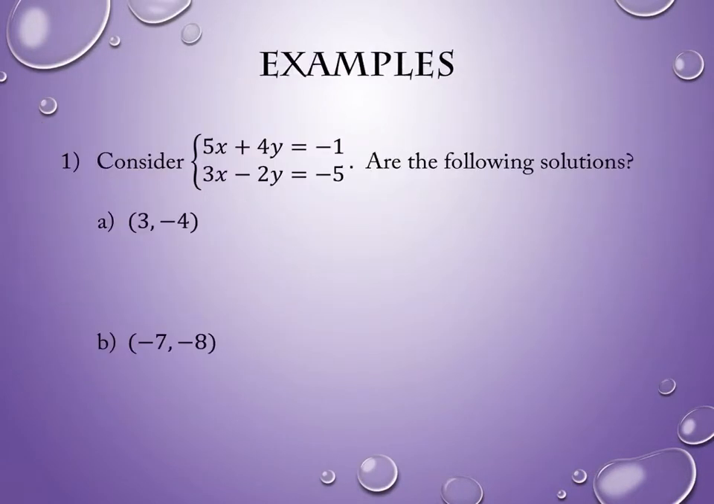So we've got an example, number 1. Two equations, actually, a system. The first equation is 5x plus 4y equals negative 1. And the second one is 3x minus 2y equals negative 5. And the question is, I've got 4 possible solutions, and do any of them actually work?